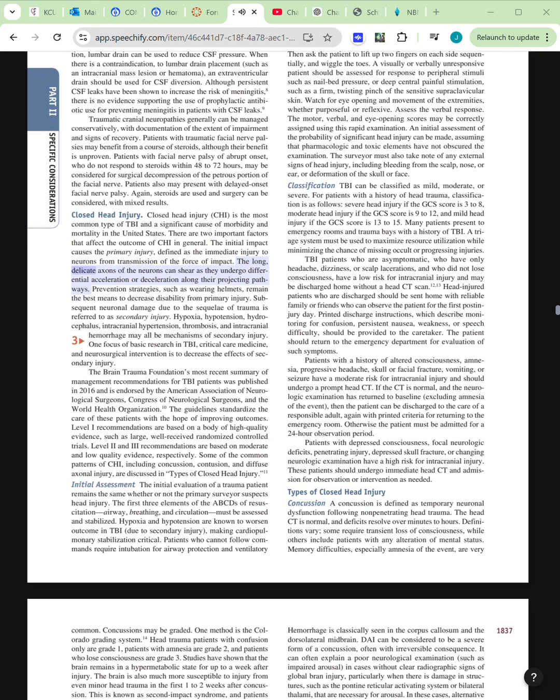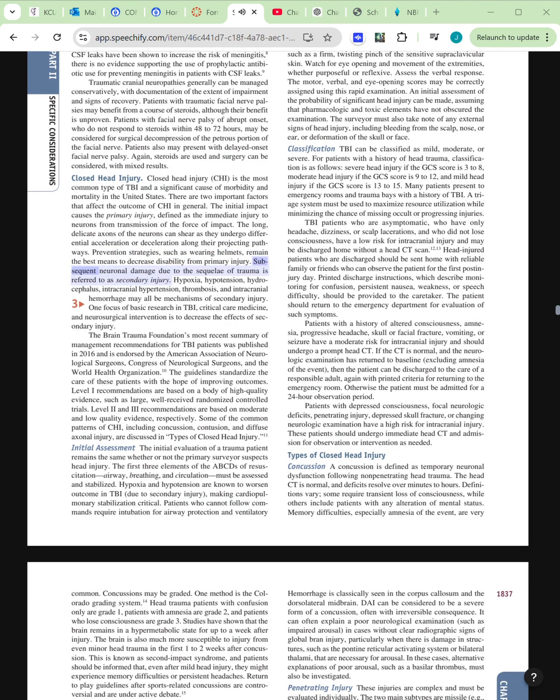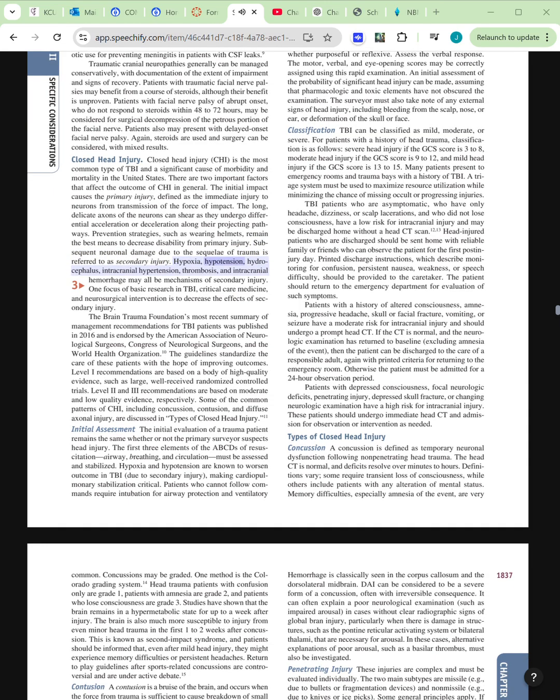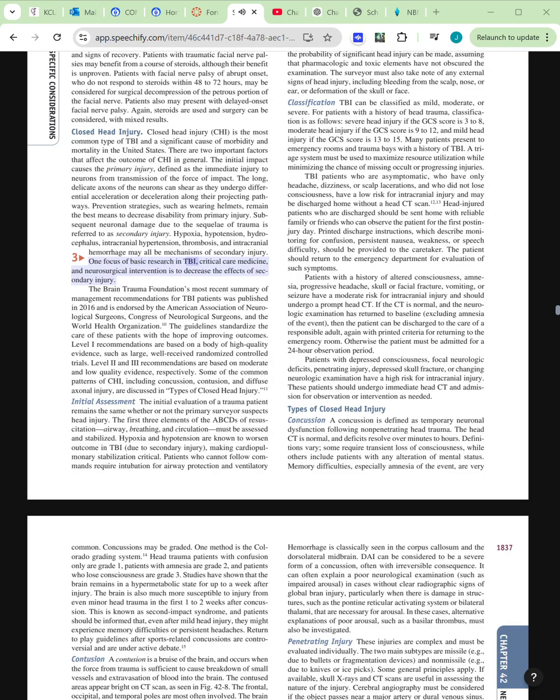The long, delicate axons of the neurons can shear as they undergo differential acceleration or deceleration along their projecting pathways. Prevention strategies such as wearing helmets remain the best means to decrease disability from primary injury. Subsequent neuronal damage due to the sequelae of trauma is referred to as secondary injury. Hypoxia, hypotension, hydrocephalus, intracranial hypertension, thrombosis, and intracranial infection are examples. One focus of basic research in TBI, critical care medicine, and neurosurgical intervention is to decrease the effects of secondary injury.